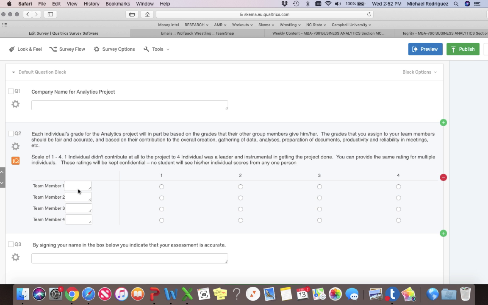I'm trying to be fair and make sure people are contributing to the project. By signing your name in the box below, you indicate that your assessment is accurate and that you're not lying about your assessment of that individual. Again, completely anonymous, but we want to make sure that we reward those who put forth the work on this project. As always, if you have any questions, feel free to email me or call me, and I'm more than happy to have a discussion.